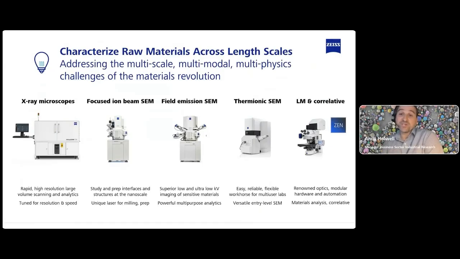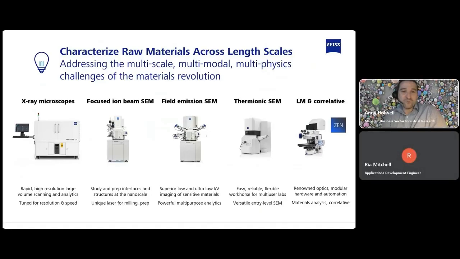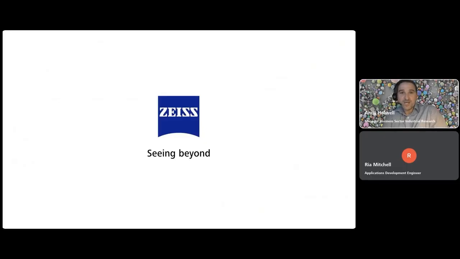We also have tungsten and LaB6 conventional SEMs, thermionic SEMs, easy, flexible workhorses for your lab. And of course, the light microscopy with which it all started 175 years ago with our renowned optics, modular hardware and automation, and then from that, image analysis and correlation with the rest of our portfolio. So I hope that gave you a flavor of what we can do for the electronic raw materials industry. And at this point, I'm going to hand over to the expert.